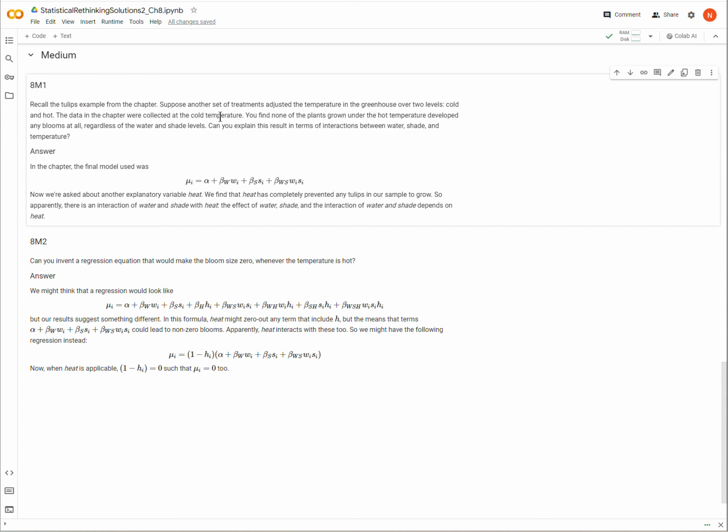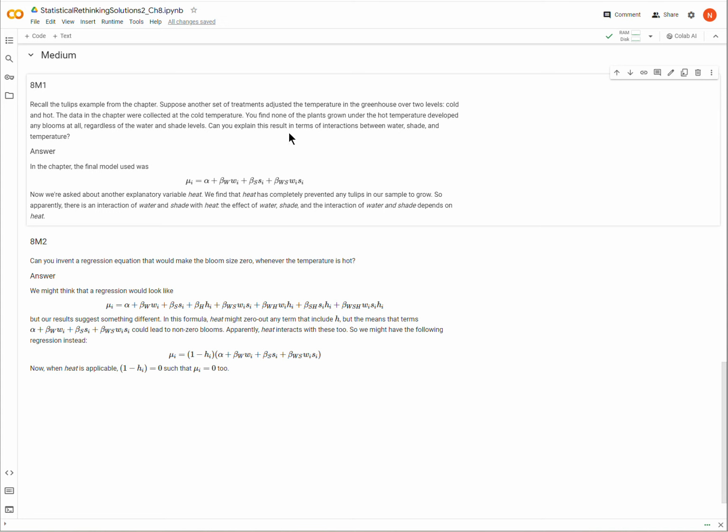as in flowers. In that regression, we had this regression equation, okay, where W stands for water, S stands for shade, and then there was an interaction term here. Okay, and the size of the blooms depended on this equation here.